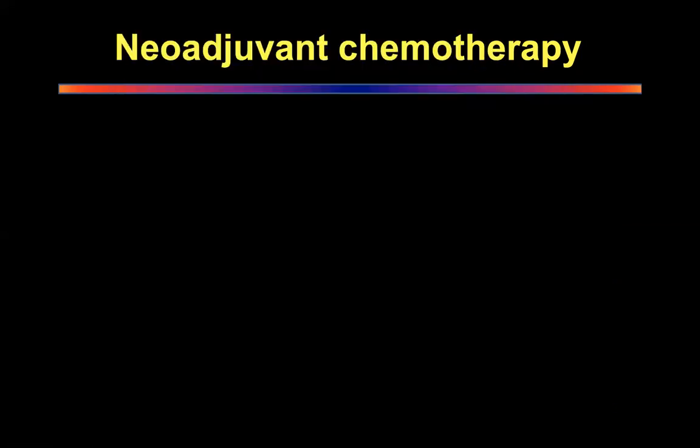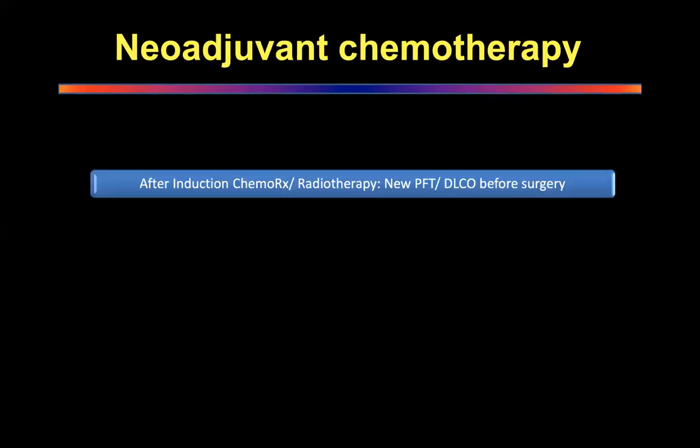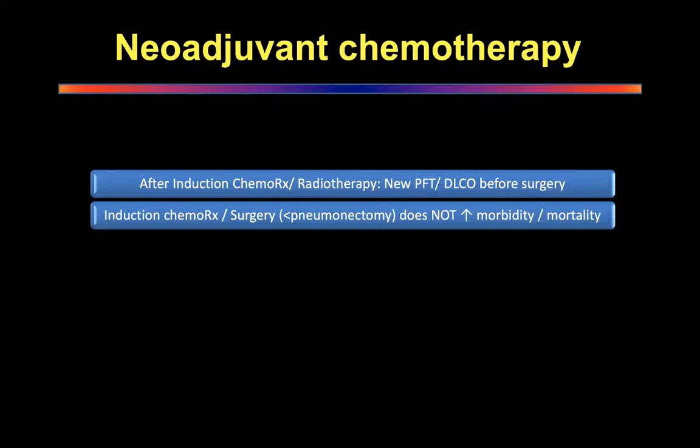Okay. Neoadjuvant chemotherapy. What about neoadjuvant chemotherapy? After induction chemotherapy and radiotherapy, before you offer the patient surgery, you must do PFTs and DLCOs. It is important to do PFTs and DLCOs. Do not operate on the patient on the basis of what was done prior to the induction chemotherapy, because numbers change. The chemotherapy makes an effect on the lung function.